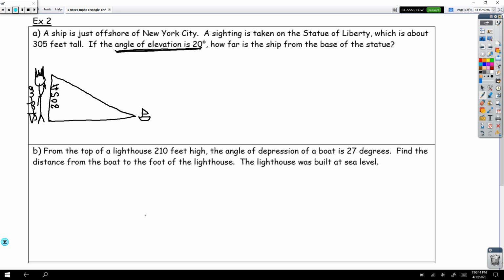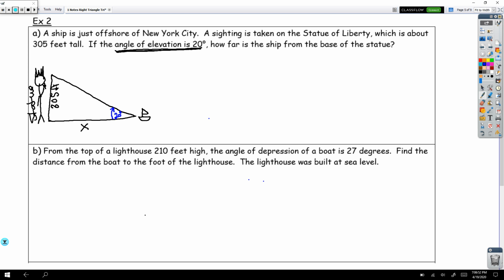And there is our triangle. And it's asking us to find how far the ship is away from the base of the statue. So we're finding this x distance. And it tells me that my angle of elevation is 20 degrees. So the angle of elevation is from the ship looking up to the top of the statue. So here would be my angle of elevation, and that is 20 degrees. So we have an angle measure, a side length, and we need to find one more side length.